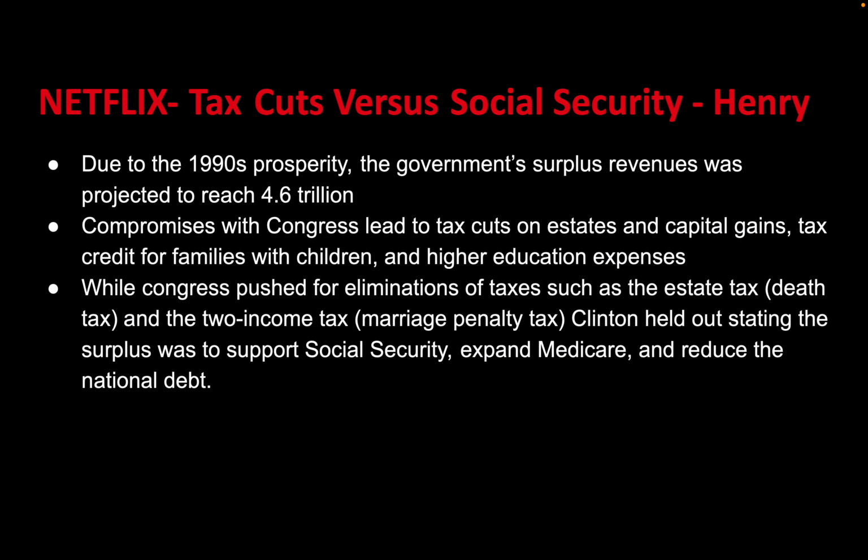Now, tax cuts versus Social Security. Due to the 1990s prosperity, the government's surplus revenues were projected to reach $4.6 trillion. Compromises with Congress led to tax cuts on estates and capital gains, tax credits for families with children, and higher education expenses. While Congress pushed for elimination of taxes such as the estate tax, death tax, and the two-income marriage penalty tax, Clinton held out, stating the surplus was to support Social Security, expand Medicare, and reduce the national debt.